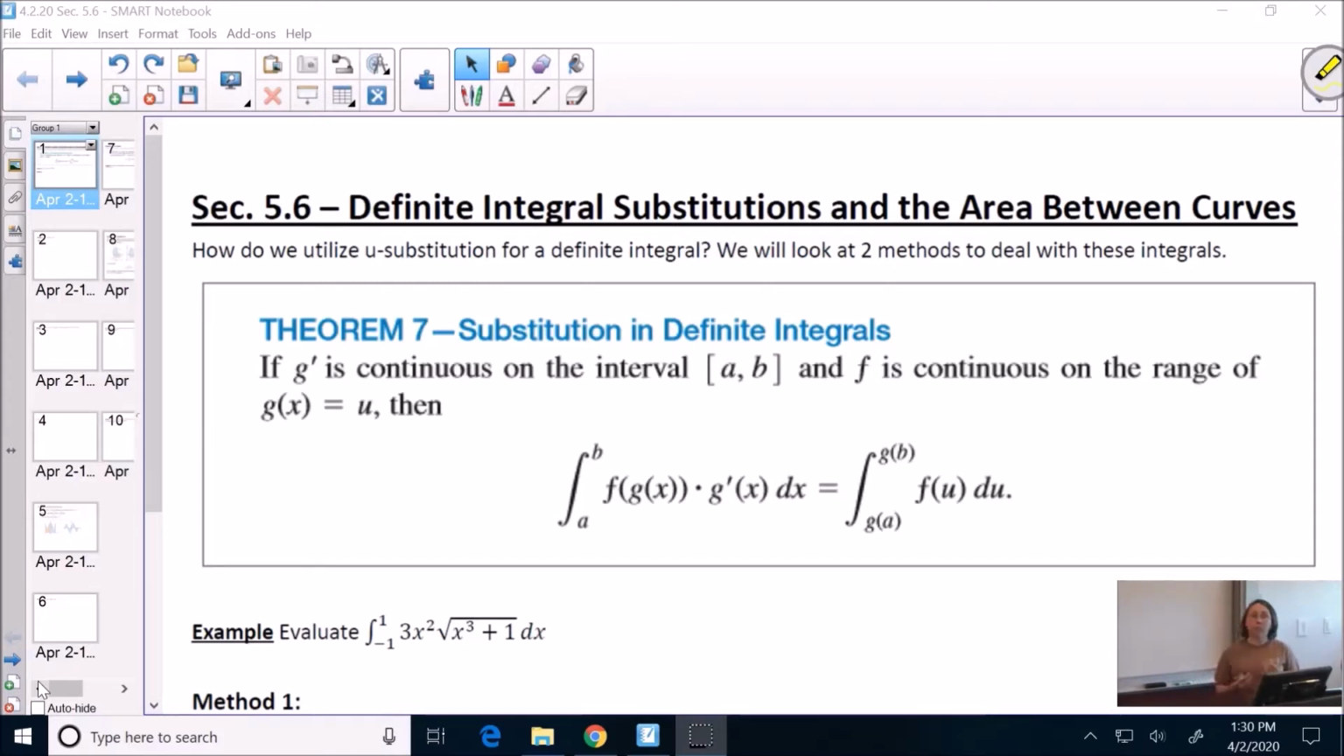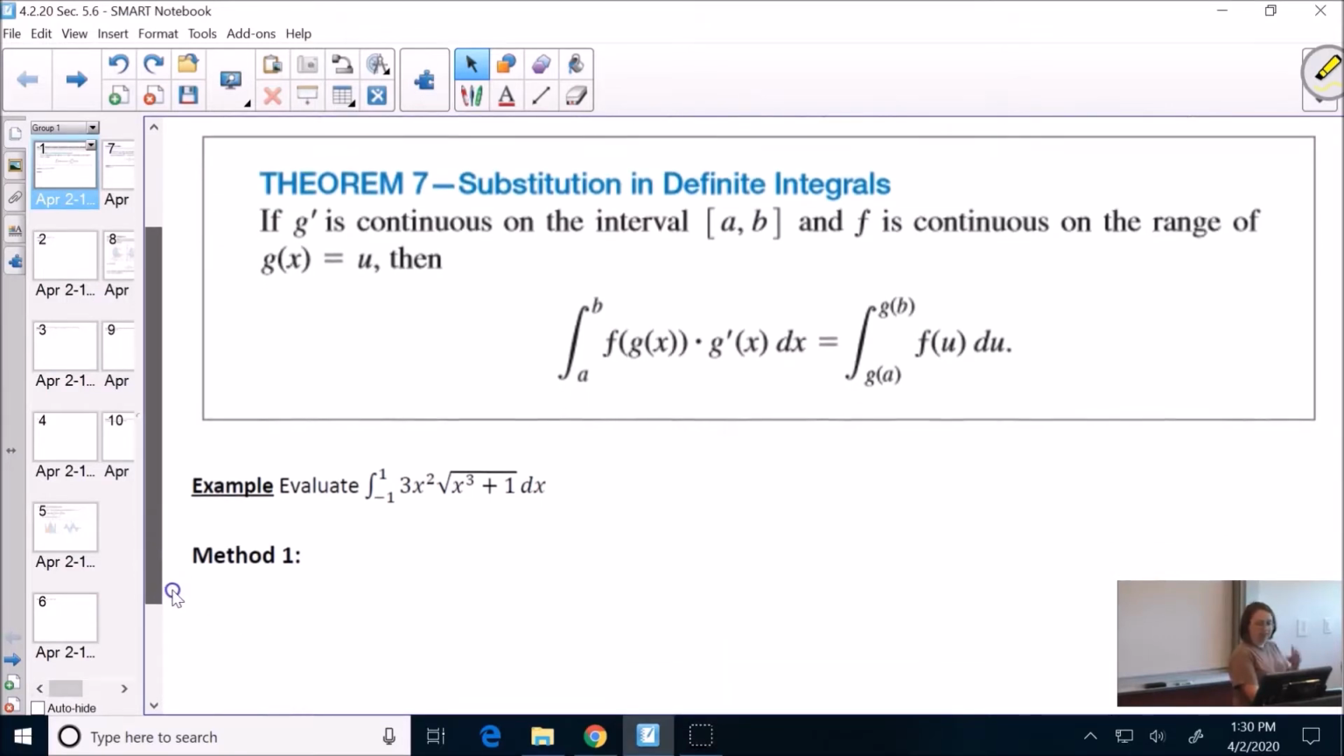So U sub with limits of integration now. And also we're going to talk about areas between two curves. Those are cool. So how do we utilize U substitution for a definite integral? Well, we're going to look at two different ways. I'm just going to show you.